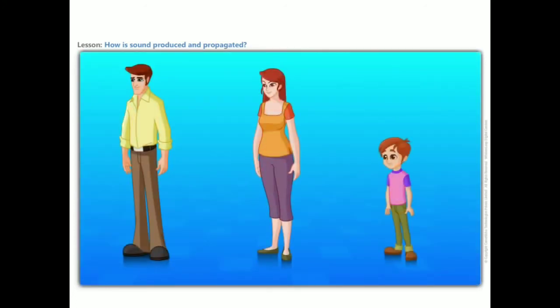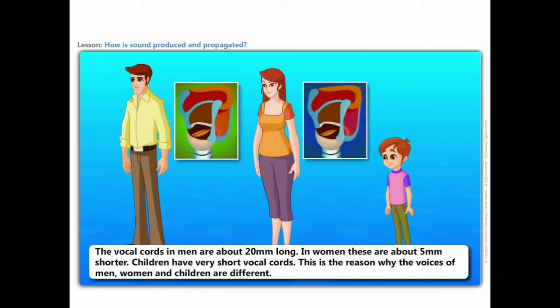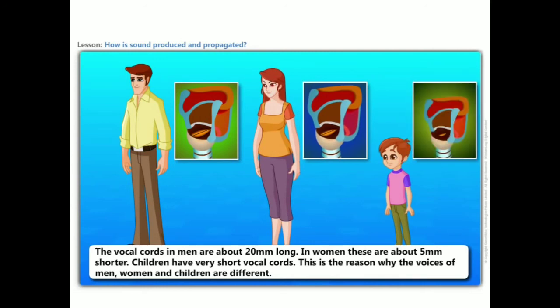The vocal cords in men are about 20 millimeters long. In women, these are about 5 millimeters shorter. Children have very short vocal cords. This is the reason why the voices of men, women, and children are different.